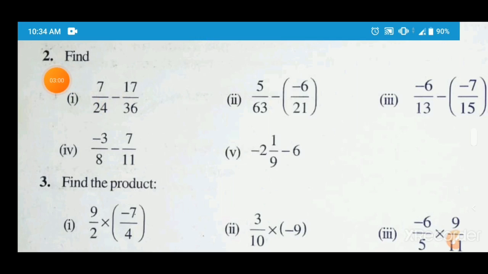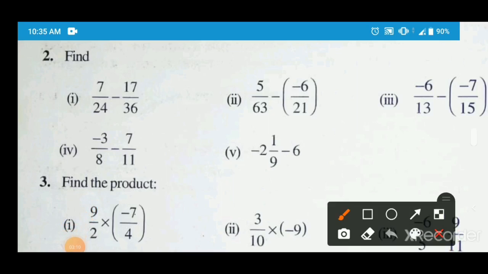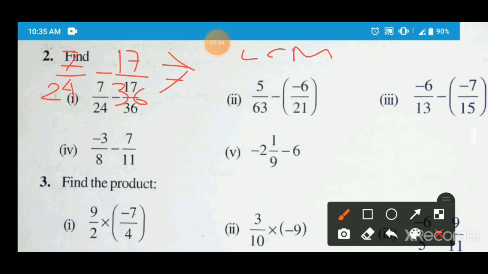Now the question number 2, find part 1: 7 upon 24 minus 17 upon 36. Here we can write 7 upon 24 minus 17 upon 36. LCM of 24 and 36. So it is 24 comma 36.